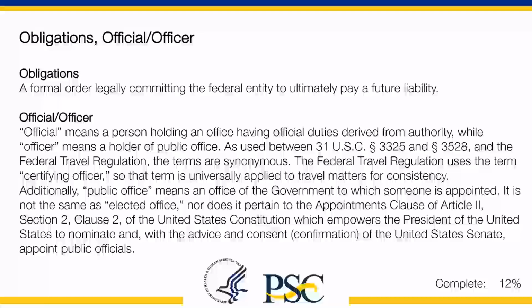Additionally, public office means an office of the government to which someone is appointed. It is not the same as elected office, nor does it pertain to the Appointments Clause of Article 2, Section 2, Clause 2, of the United States Constitution, which empowers the President of the United States to nominate and, with the advice and consent, confirmation, of the United States Senate, appoint public officials.